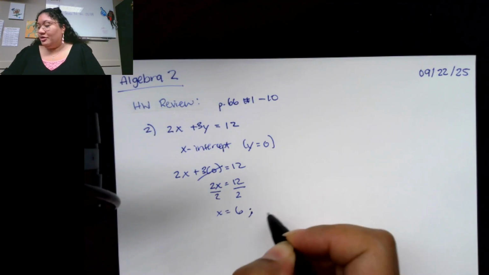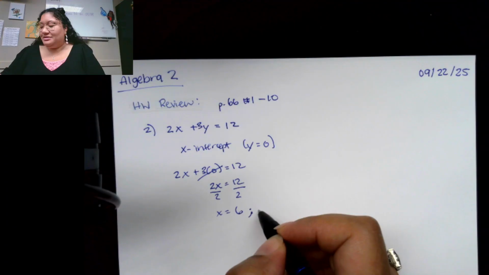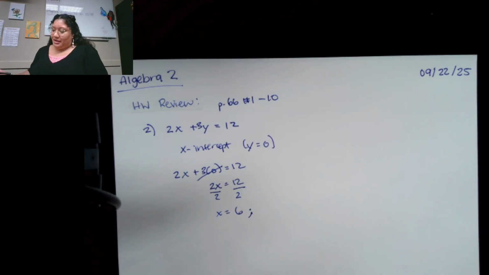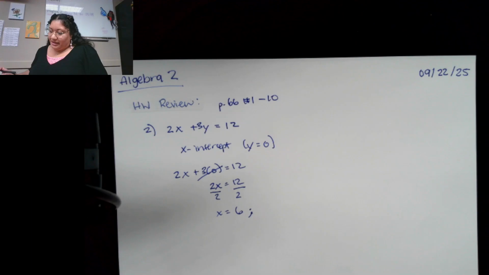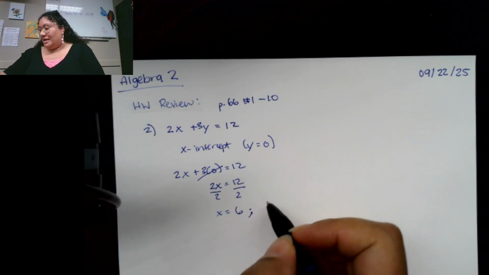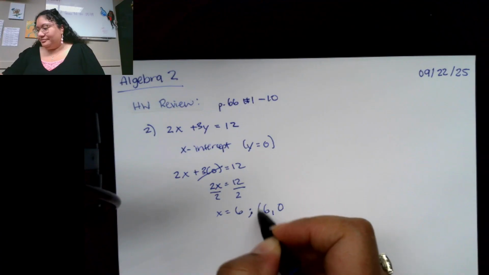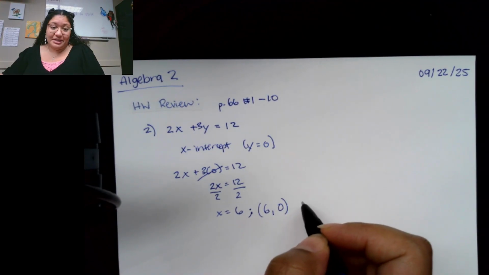So, remember, I write my abscissa 6, and my ordinate 0. Or simply said, my x and my y.